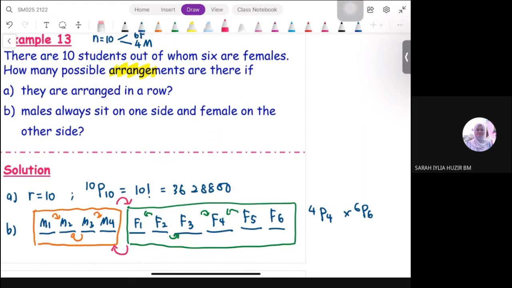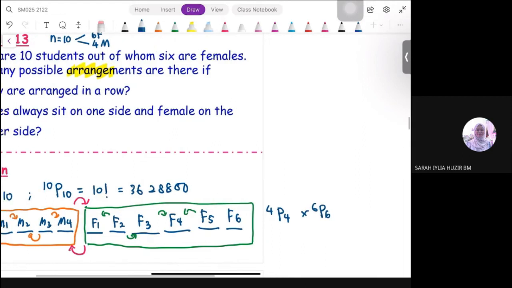Okay, so what happened here? We have to multiply with 2P2. Since we have 2 different group. Let's say lah kalau kita ada 3 different group. Okay, maksudnya kita kena times with 3P3. Itu syarat dia. So, yang depan ni saya rearrange for male.